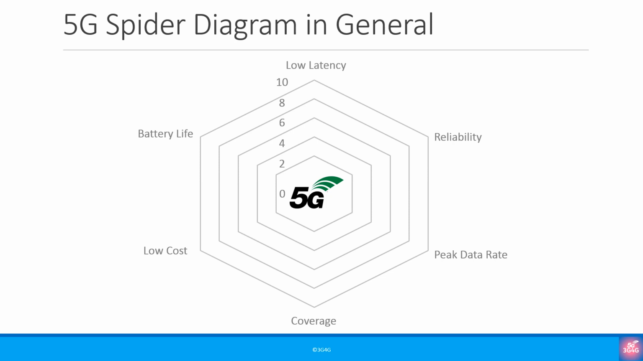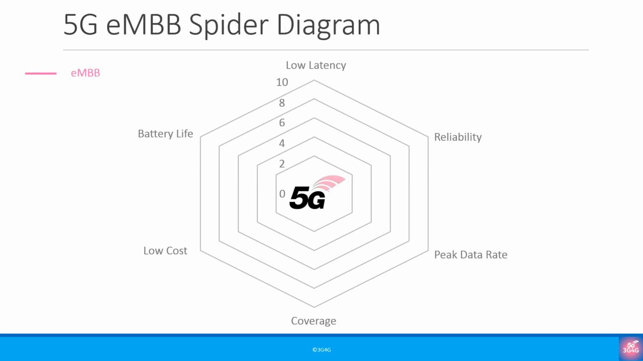So now let's start with an empty 5G spider chart. In this presentation, we will look at 6 variables only. We could look at lots more, but we are going to restrict it to 6. Starting from low latency and going clockwise, we have reliability, peak data rates, coverage, low cost, and battery life.